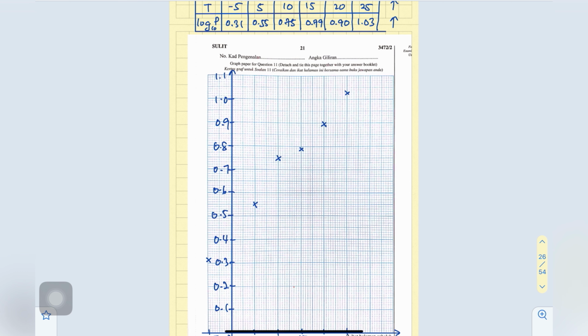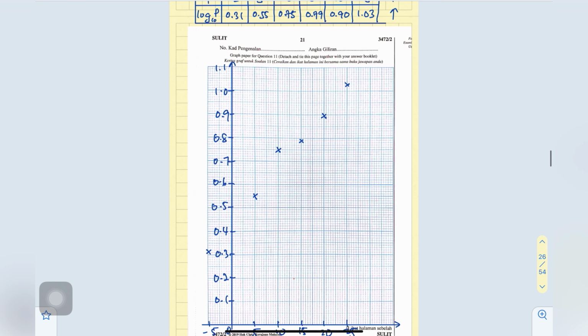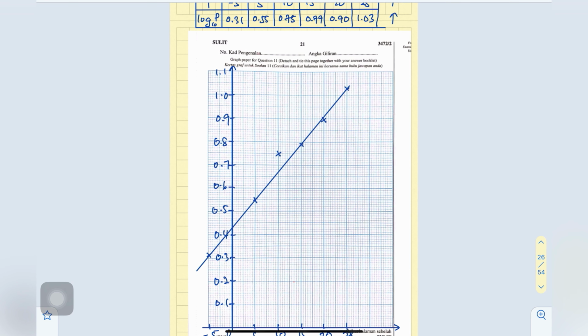Okay. So then kita lukislah best fit straight line. Kita kena gunakan pembaris. Lepas tu kita make sure titik yang tak kena tu balance atas dengan bawah. So maybe like this. Okay, tak kena atas satu, bawah satu. Okay, this is our best fit straight line.